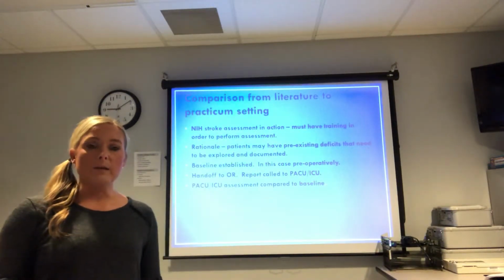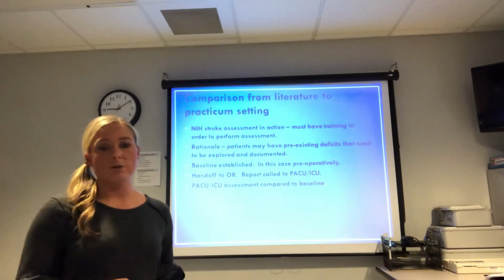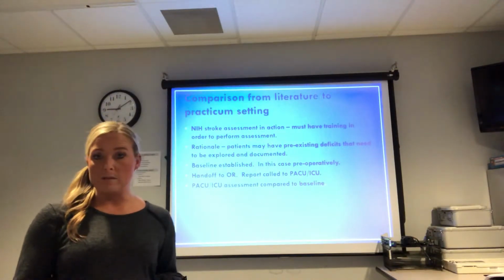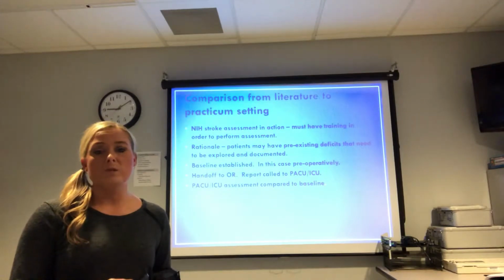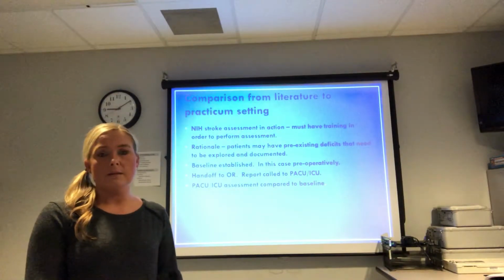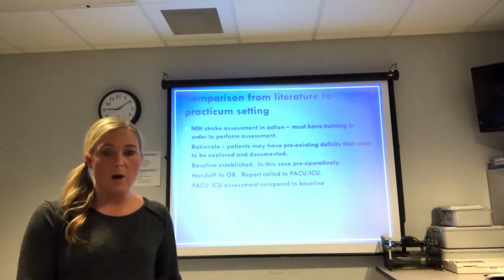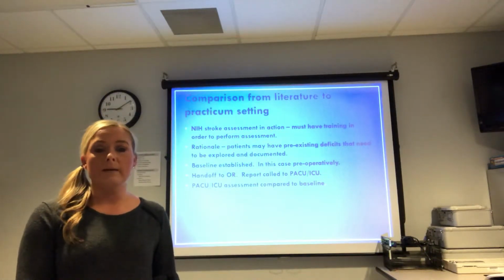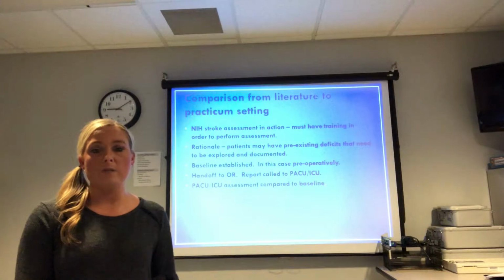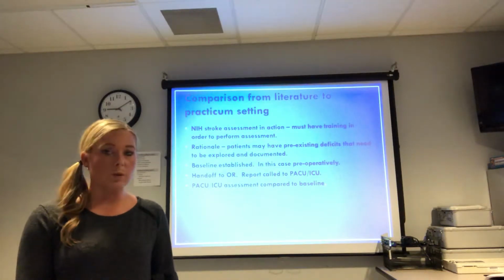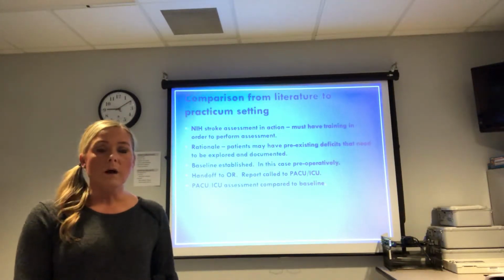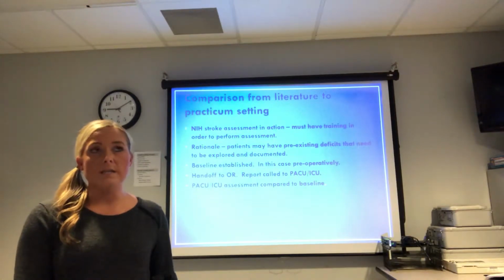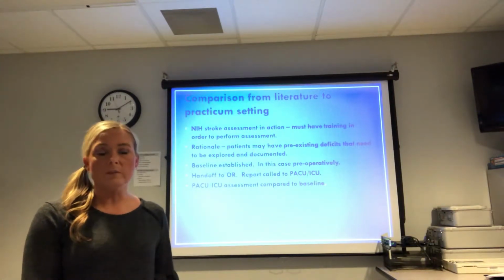While completing my practicum hours, I was able to see the NIH stroke assessment in action, which was a very positive experience for me. You must be trained in order to perform the assessment. I have not been trained, so I cannot personally perform that. The rationale behind the assessment is that patients may have pre-existing deficits that need to be explored and need to be documented. A baseline is established, and in this case, it's established pre-operatively.